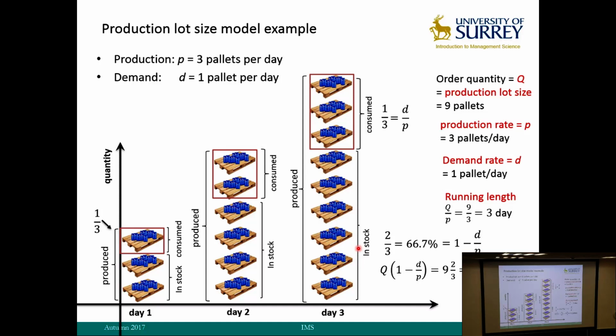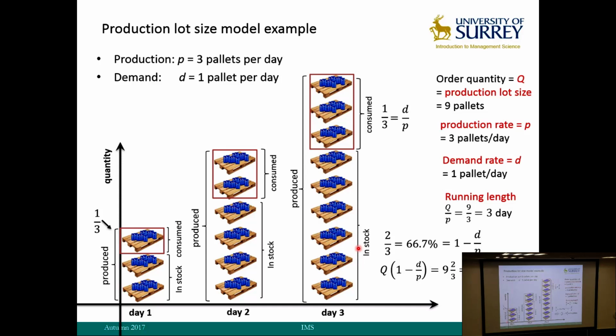Okay, so think about this as day 1. We produce 3 at day 1. But before day 1, we have nothing as inventories. So on day 1, we produce 3 pallets, but at the same time, we still need to sell 1 pallet because this is the demand from the market. So after 1 day, we basically have 2 in stock and 1 pallet consumed. This is actually pretty easy to understand. But in total, we produced 3.